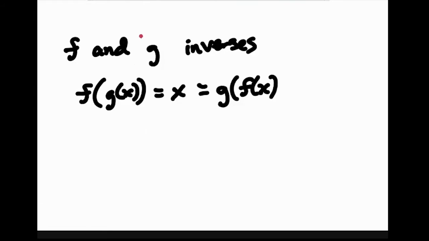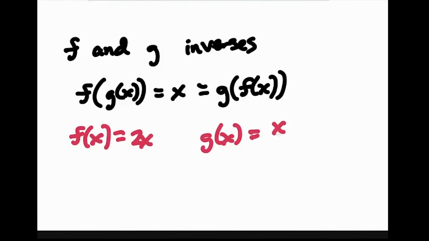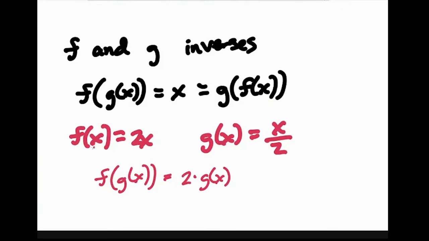Another way of testing this out is, let's say f of x is equal to 2x, and the opposite of that would be dividing by 2. I wouldn't write this down because this is very basic. But if you did f of g of x, that's going to be equal to 2 times g of x, because the x is right here. I just replaced the x with g of x.